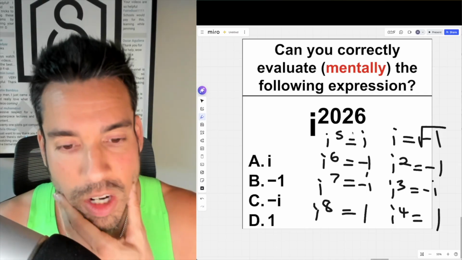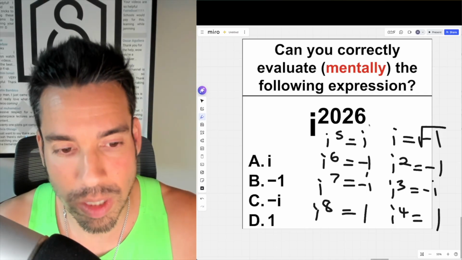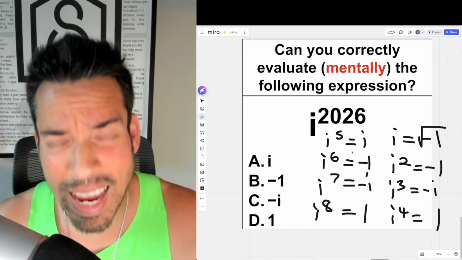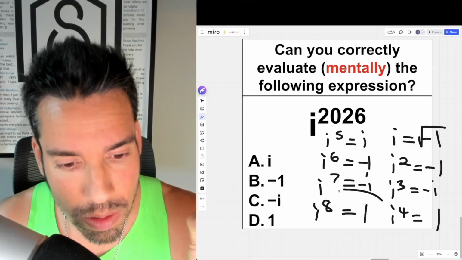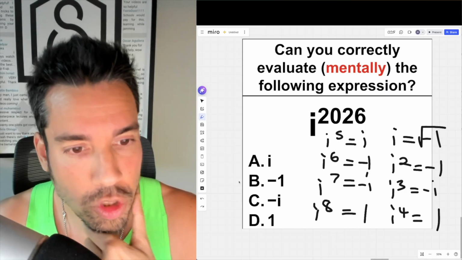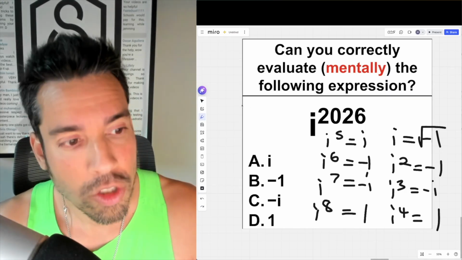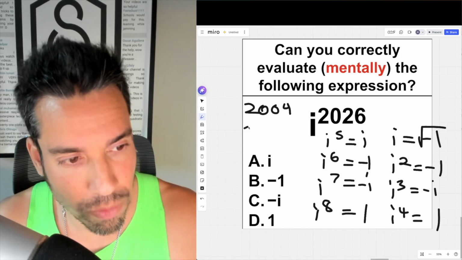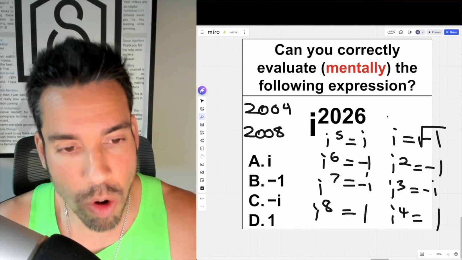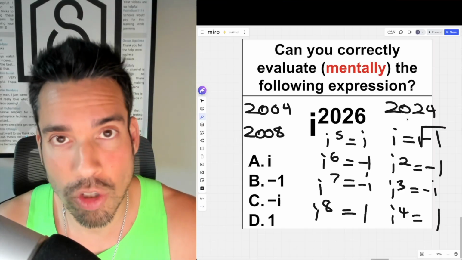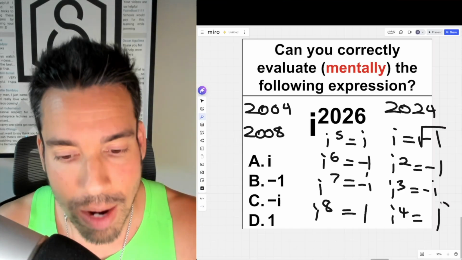Okay, so the question is, what is i to the 2026? Well, you can see that this repeats in 4s, and any exact multiple of 4 is going to give me 1. Well, 2026 is not a multiple of 4. Okay, 2000 is a multiple of 4. 2004 is a multiple of 4. 2008 is a multiple of 4, all the way up to 2024. So if I had i to the 2024, that would be 1.